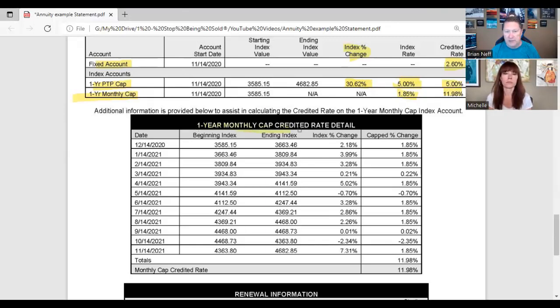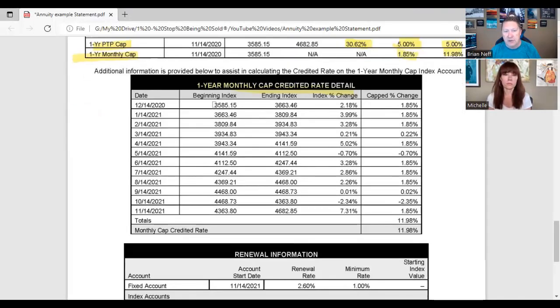So here's the 1 year monthly cap, great detail of how they credited the interest, right? Mm-hmm. So this was the S&P 500. The beginning index was 35.85, ending was 36.63. That month, the index was up 2.18%. Well, back up here to the cap, Michelle, your cap is 1.85 up here. That's the maximum you're going to get, even though it was up higher.